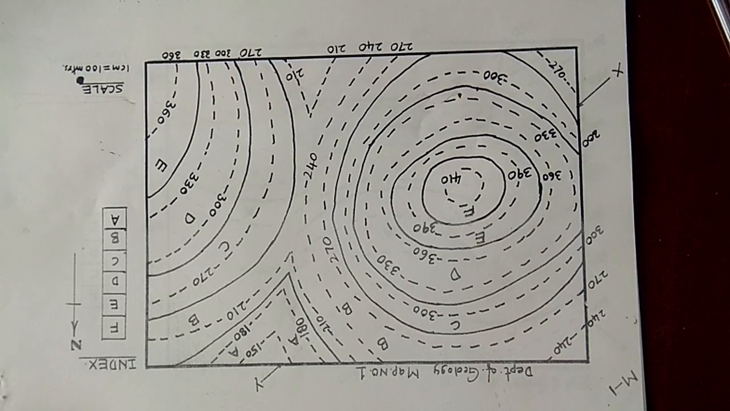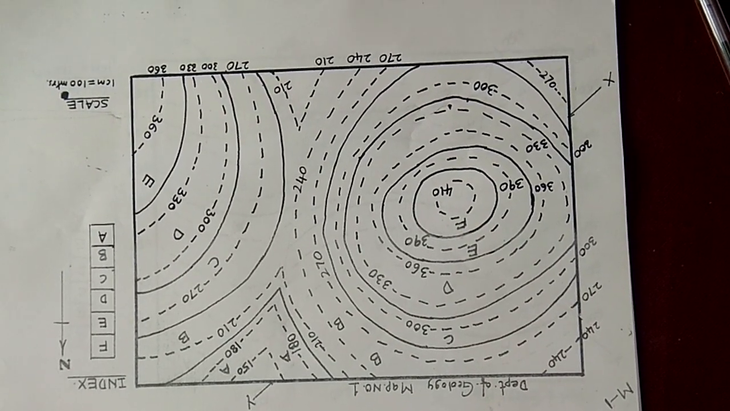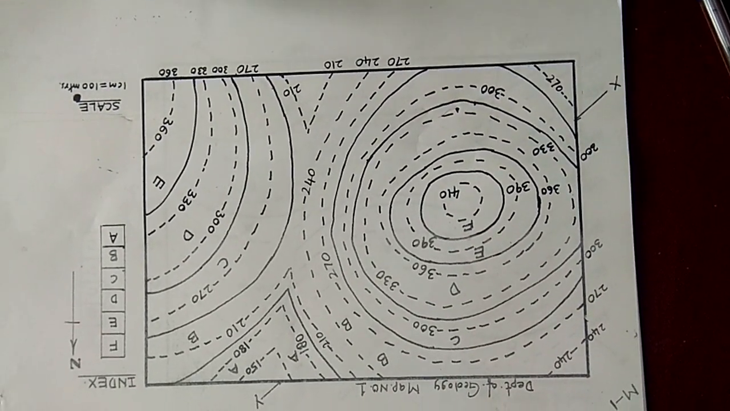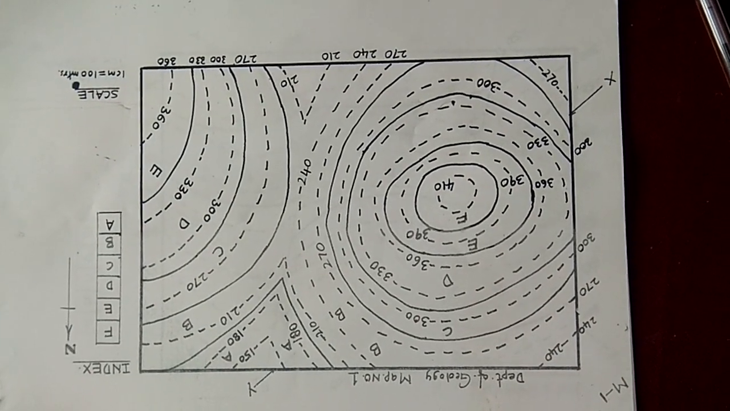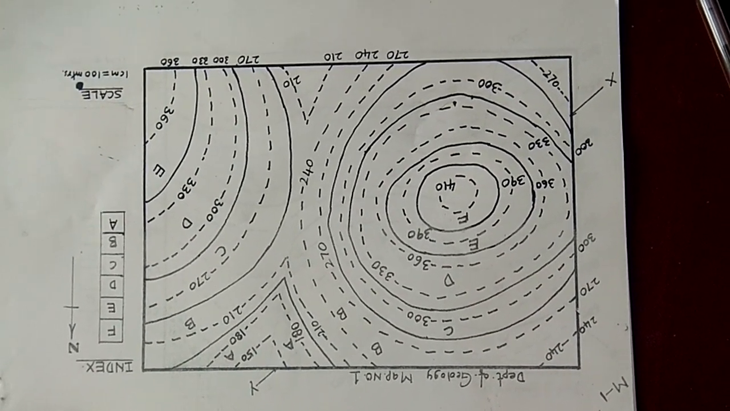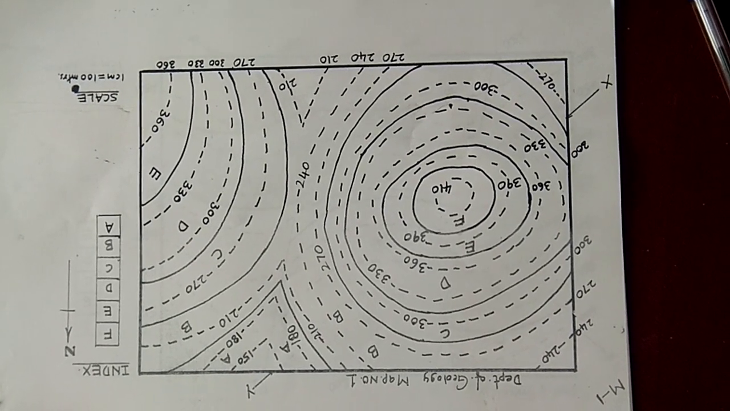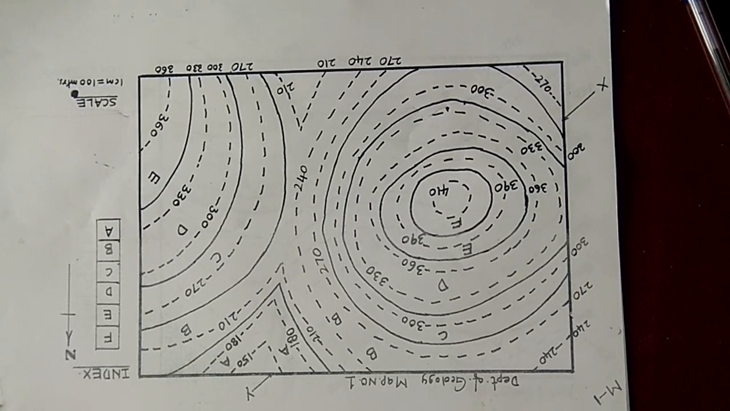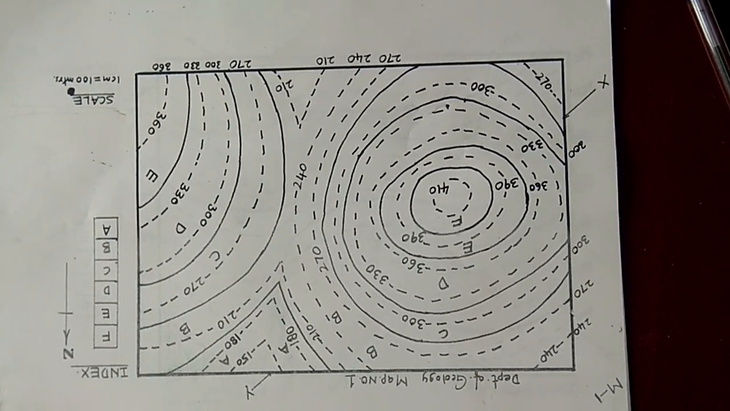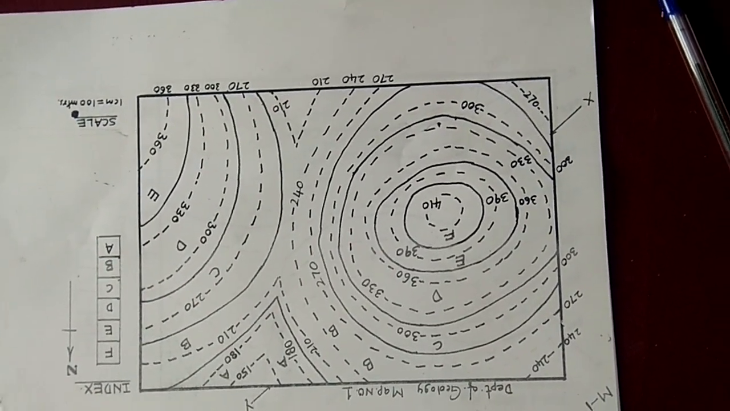Friends, once again, listen. We are expecting the question from the geological section maps like that: draw a geological section map along XY direction and explain morphology and geology of the area.